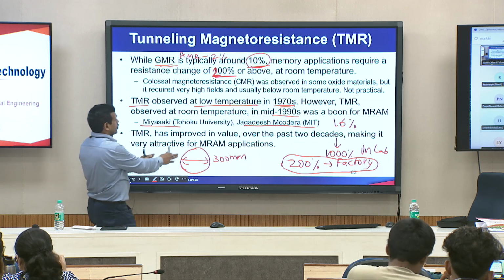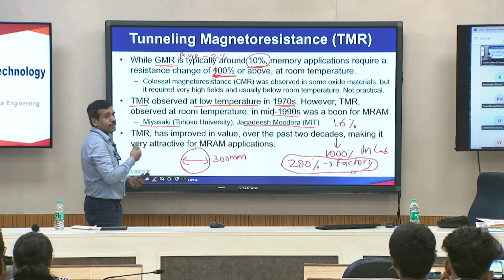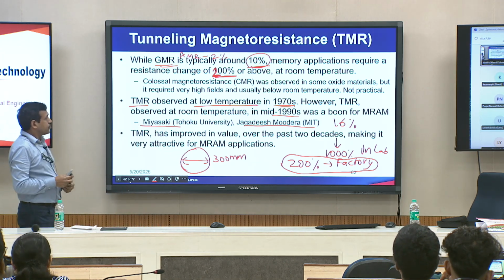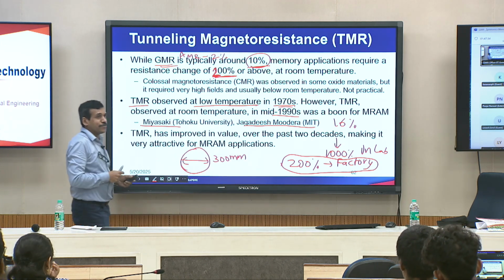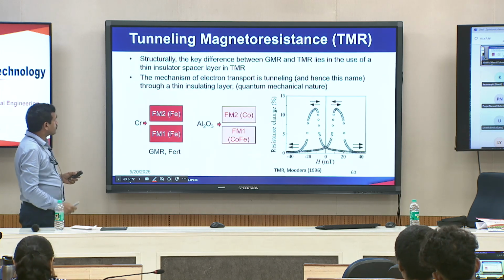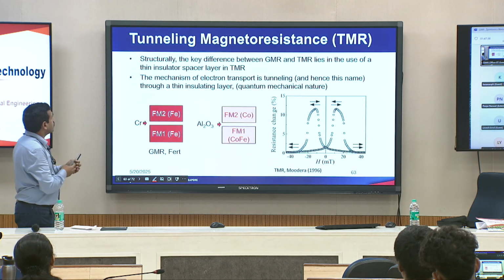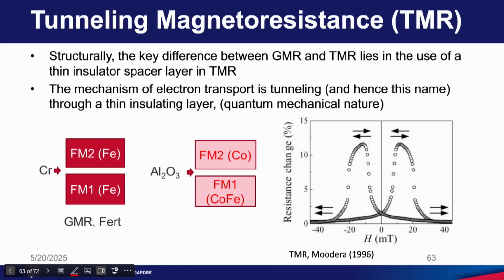So, over this large area you can make magnesium oxide 1 nanometer thick to achieve 200% TMR. PLD cannot achieve that. Okay, so now let us get back to what TMR is, and what the observation of TMR was in 1996.